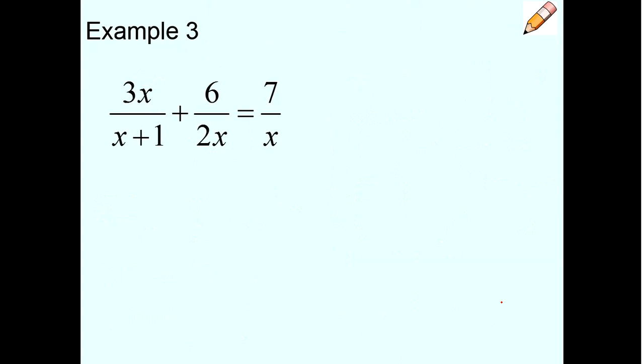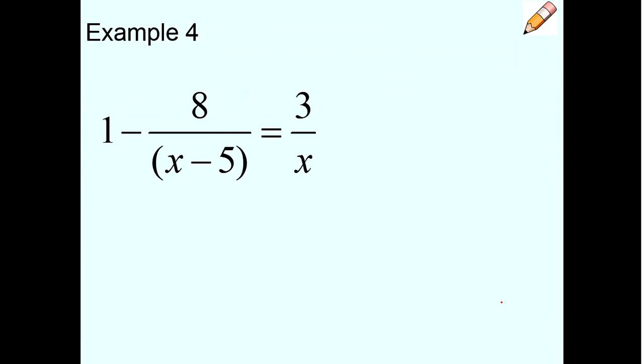Let's take a look at our last example of the day. We're going to look at example 4, not example 3. So example 4 here, I have 1 minus 8 over x minus 5 equals 3 over x. So, very first thing I notice, I need to find my common denominator. Notice, this guy is just a 1, because he doesn't have a denominator, so we can just put 1. So my LCD, that was weird. There we go.